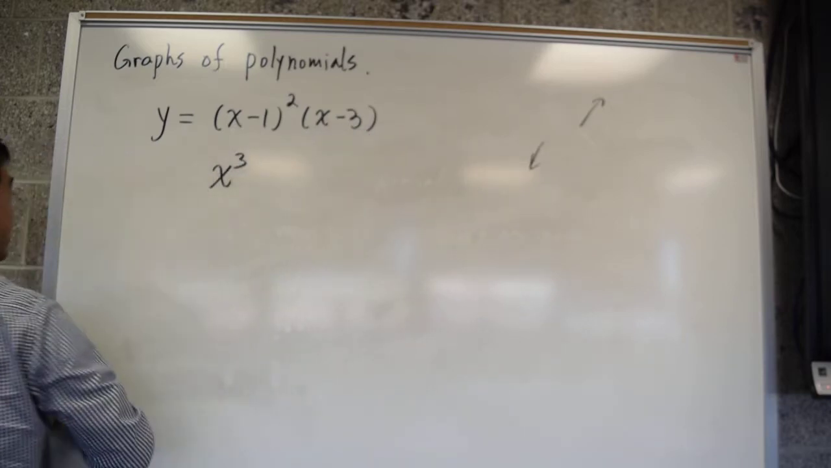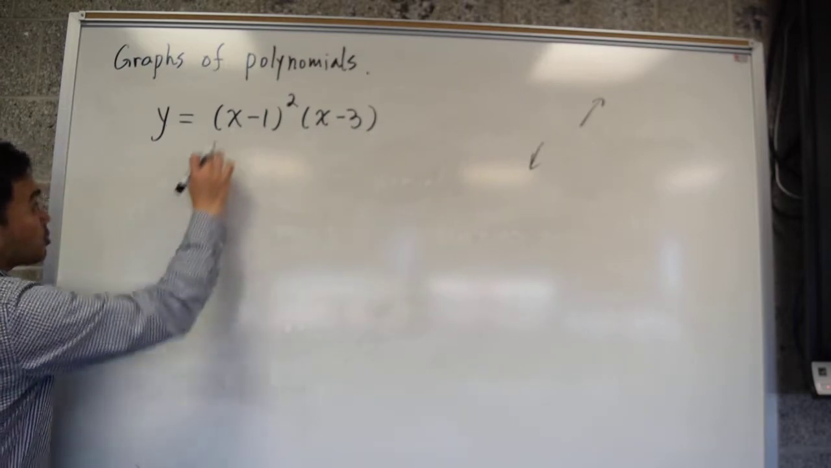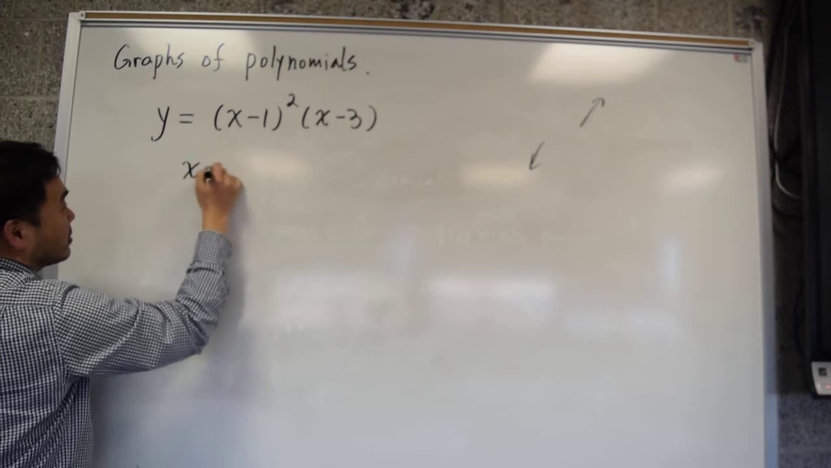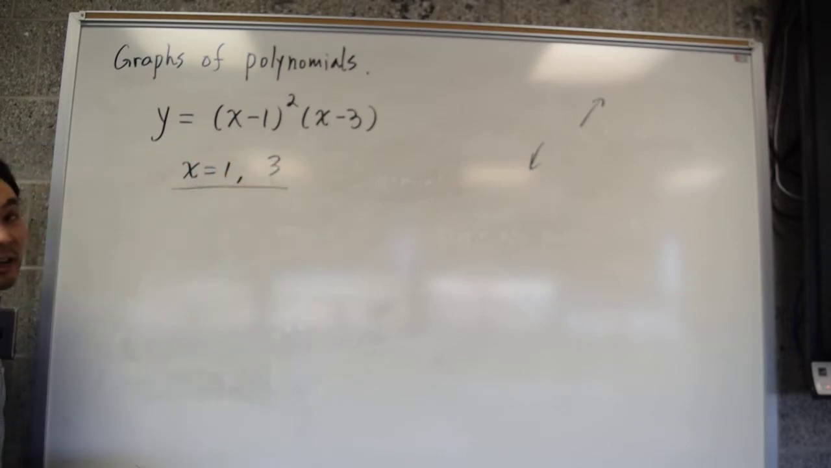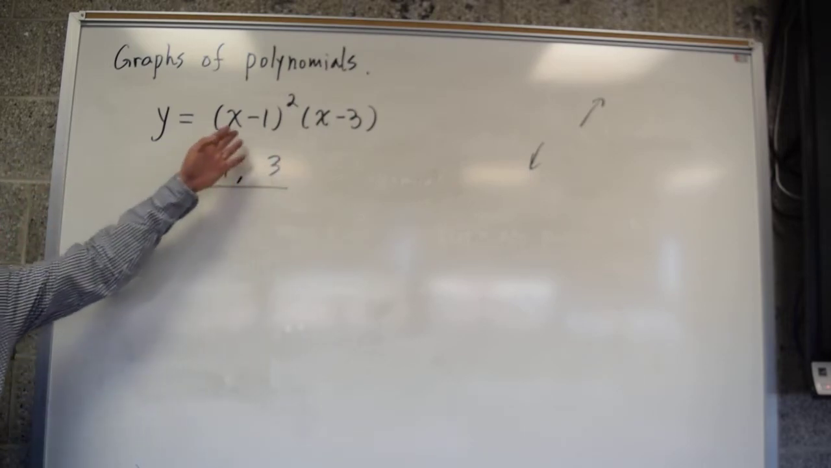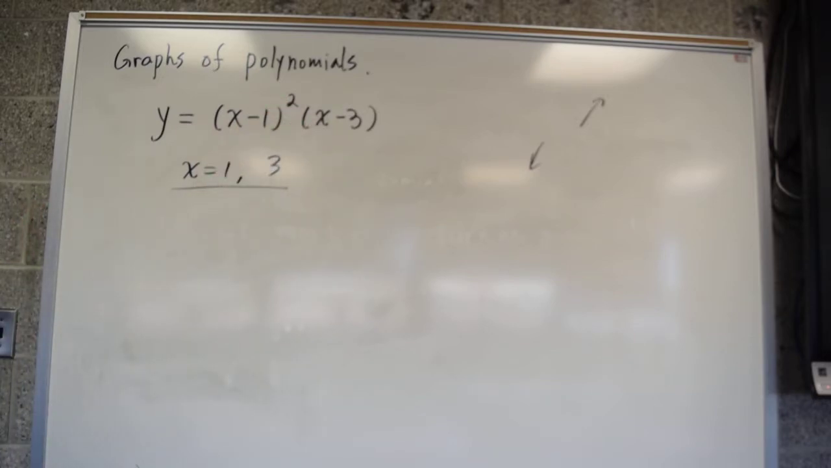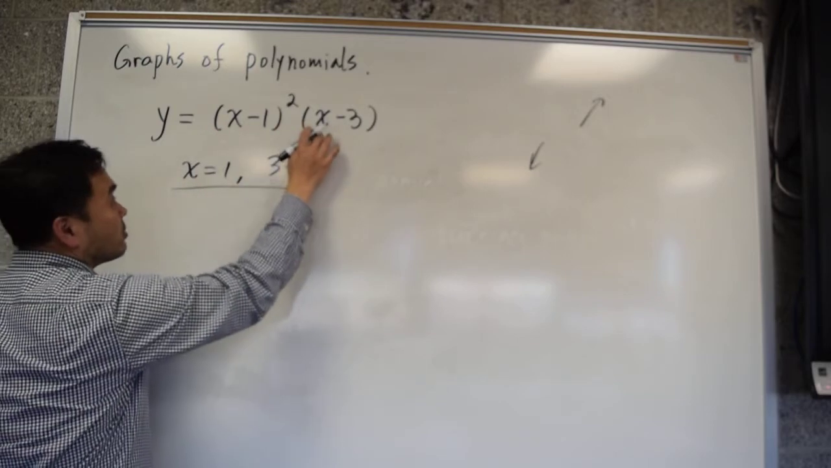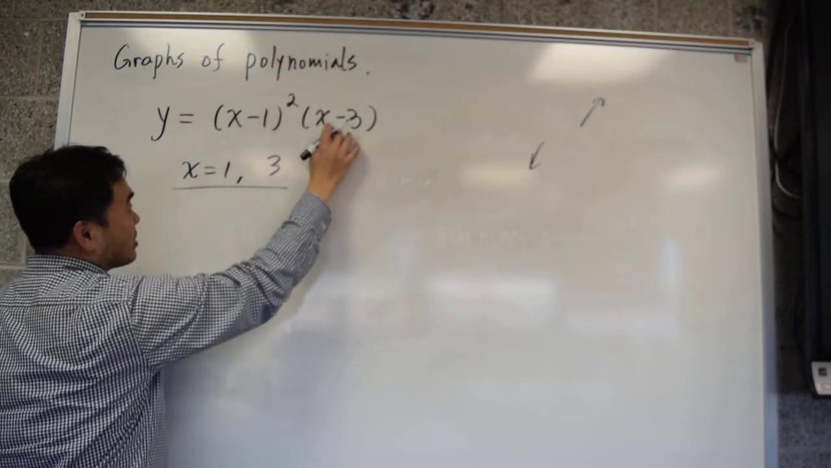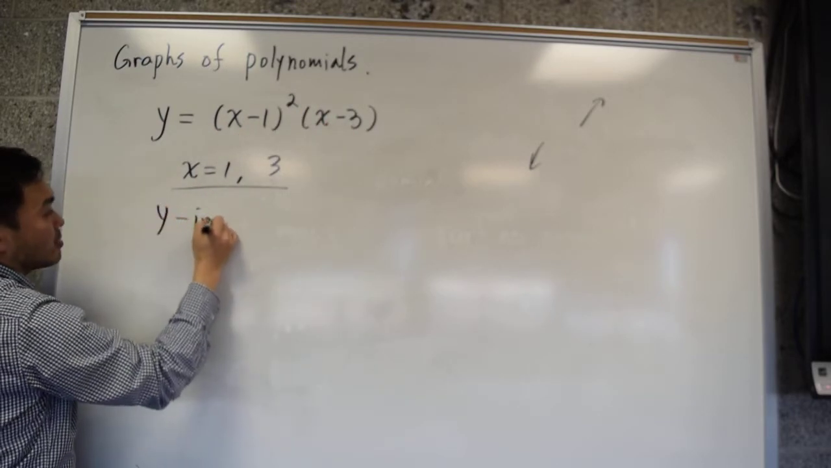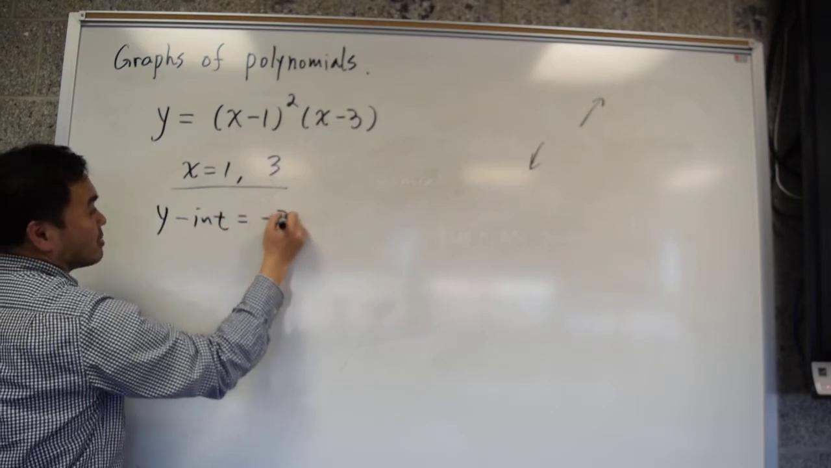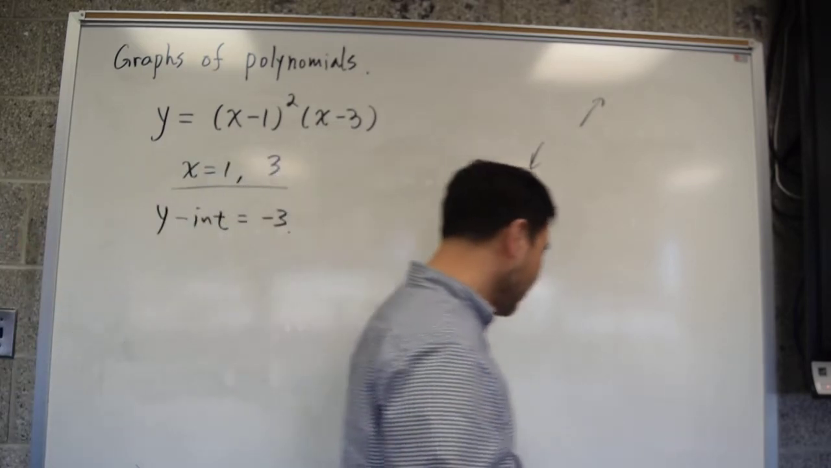I also know that if you have x equal to 1 or 3, these are the x-intercepts, right? Because if you plug in 1 or 3, you get 0. Another thing that we know is that if you plug in 0, this is negative 1 squared times negative 3, so y-intercept is equal to negative 3.